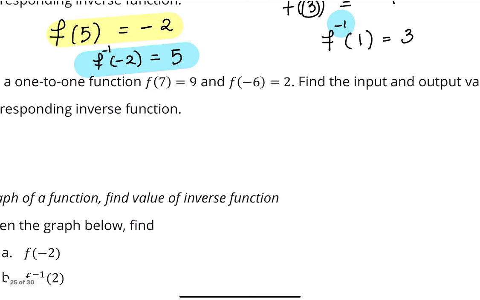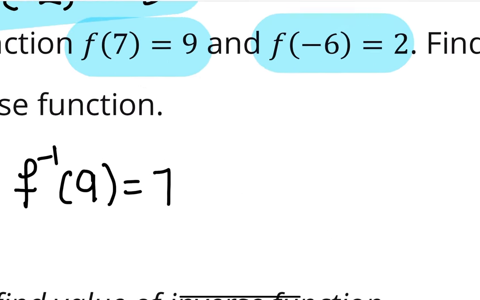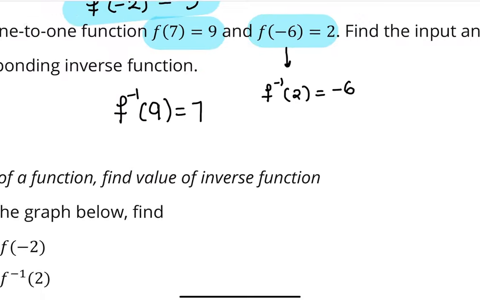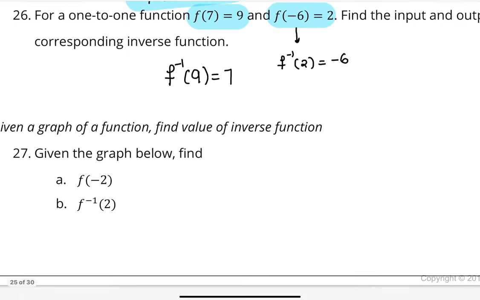Now let's go ahead and tackle these two here. What is this going to be? Inverse function f inverse of 9 is 7. Right? f inverse of 9 is 7. Now if I'm tackling this one, f inverse of 2 is negative 6. So you're just going backward.